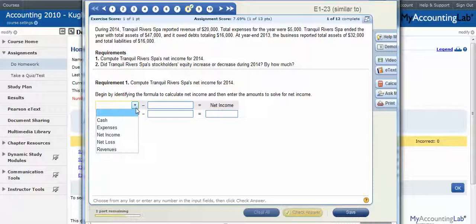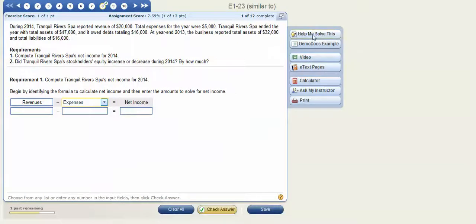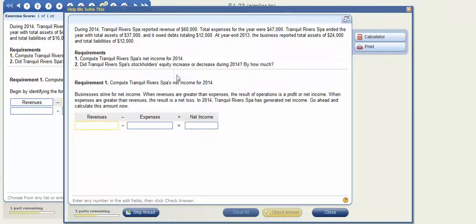So these have drop-down menus, and we determine that we need to have revenues minus expenses will give us net income. That helps us pull the numbers out and enter them correctly. Now, some of the tools I want to show you, if you're struggling with a problem, you can ask the software to help you solve the problem, and they will give you a similar problem and talk you through step by step.